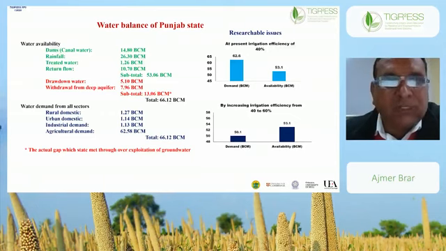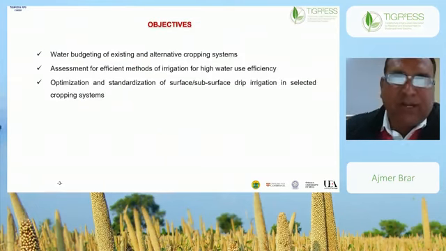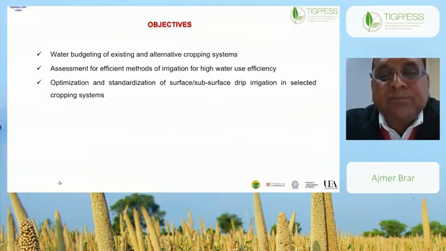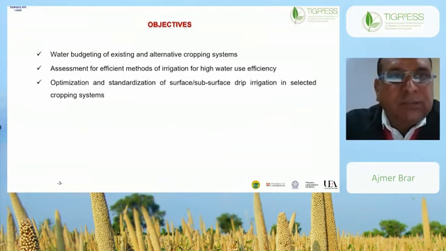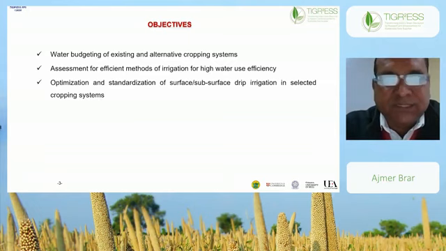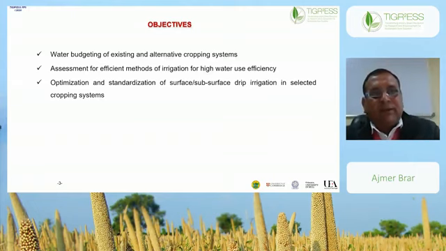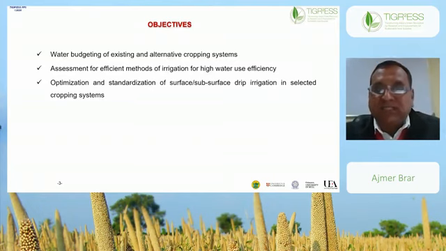Taking this into account, we planned experiments on three objectives. Number one is the water budgeting of the existing and alternative cropping systems, so that we can find a water efficient cropping system to replace the existing one. Second, the assessment of the efficient method of irrigation for higher water use efficiency, as we have to increase our irrigation efficiency.